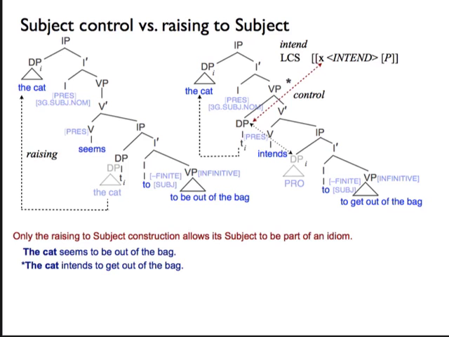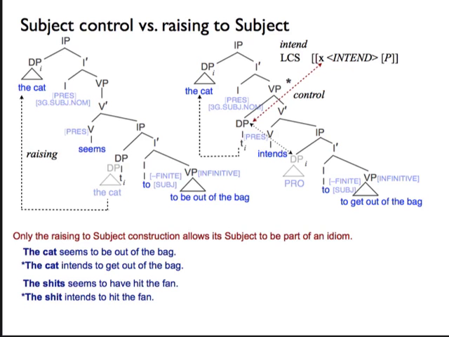The cat seems to be out of the bag. The cat intends to get out of the bag. The cat intends to get out of the bag? Meaning where the cat's out of the bag means what? It's like, well, oh, the secret. It's no longer secret. Something was found out, right? The cat intends to get out of the bag? No good, right? Why? Because the cat doesn't refer to anything. The cat is not a sentient being. But it's okay with seems, right?